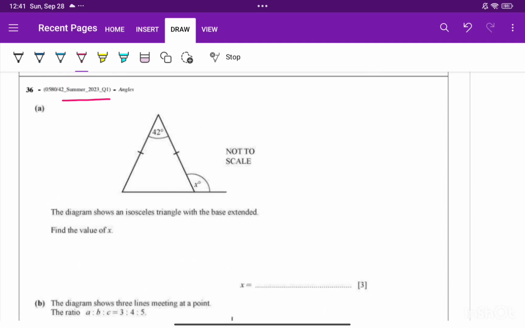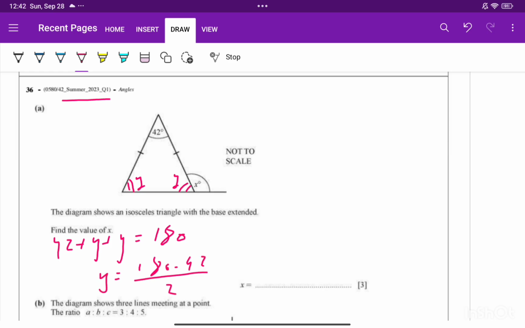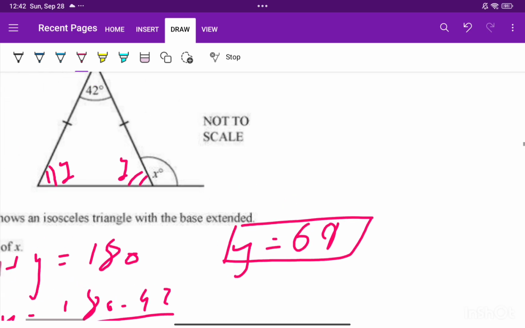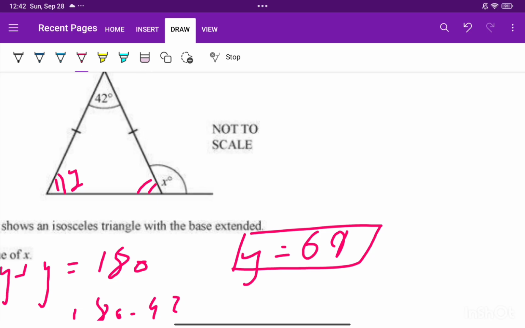Okay, so this is an isosceles triangle. So this angle and this angle will be the same. For example, this is y and this is also y. So 42 plus 2y equals, we know that in a triangle all angles add up to 180. So y equals 180 minus 42 divided by 2. So the answer will be 69. So this is 69.